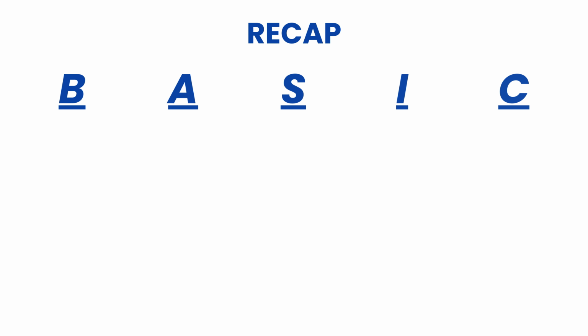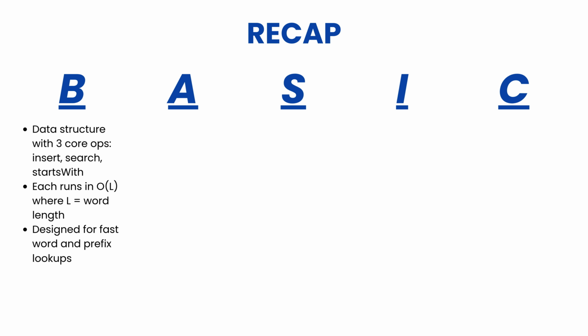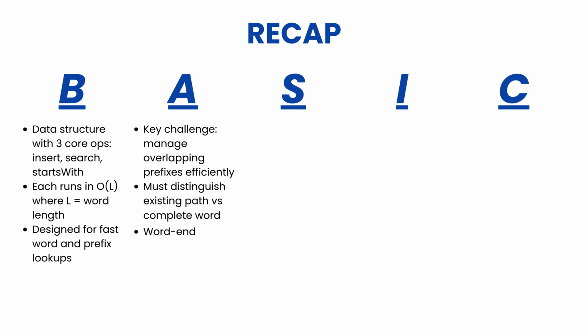Let's do a recap. We built a data structure that supports 3 core operations. Insert a word, check if a full word exists, and check if any word starts with a given prefix. Each operation works in O(L) time, where L is the length of the input word or prefix. The main challenges were keeping operations efficient, sharing overlapping prefixes to save space, and clearly distinguishing between this path exists and this path is a complete word. That last point, marking word ends, is where many implementations go wrong.